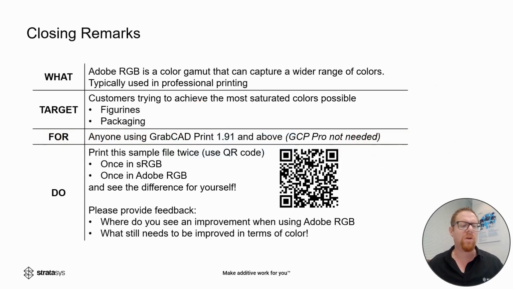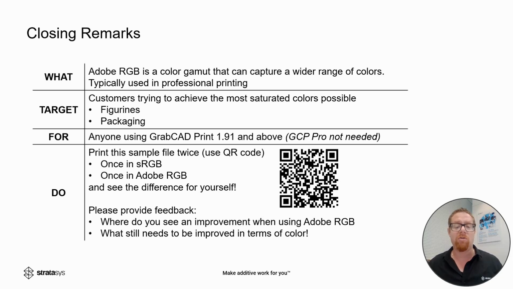To review and some closing remarks. So it's a color gamut, Adobe RGB, that can capture a wider range of colors and those are more similar to those used in professional printing rather than, say, those that you can represent on a monitor. The target is really for customers who are interested in more saturated colors. So that could be, say, figurines and collectibles or entertainment markets, and that would be, say, packaging as well. It's available and it's easy to apply. It's available for anyone that uses GrabCAD Print. You don't need Pro.